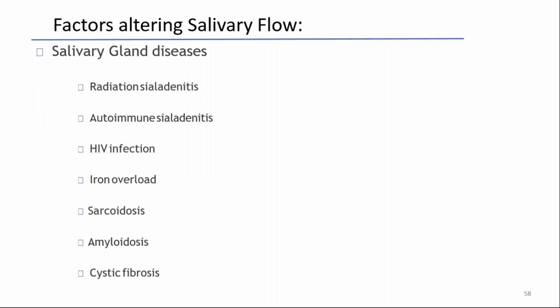There are salivary gland diseases which also alter the salivary flow. Those are radiation sialadenitis. Sialadenitis is inflammation of the salivary gland. So there are autoimmune diseases, HIV infection, iron overload, sarcoidosis, amyloidosis. Sarcoidosis, amyloidosis, and cystic fibrosis are chronic inflammatory conditions which lead to decreased salivary flow.